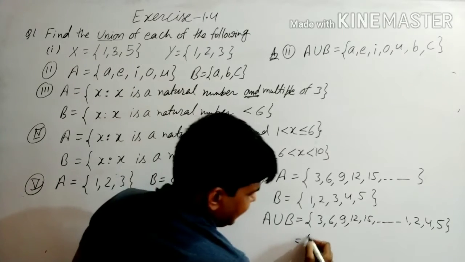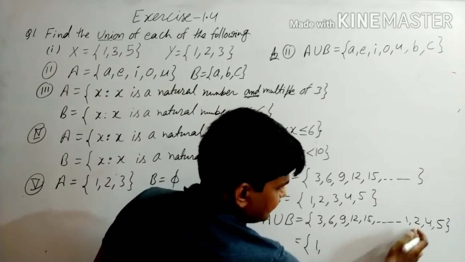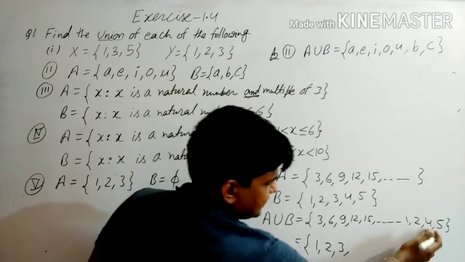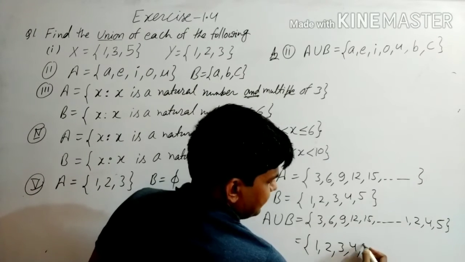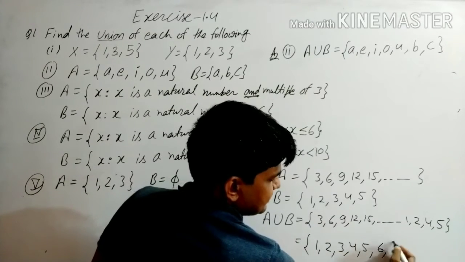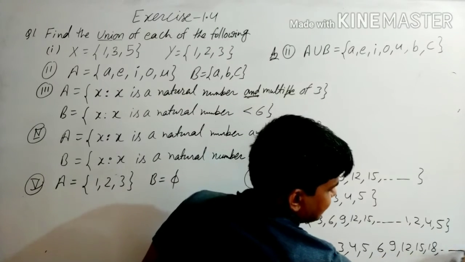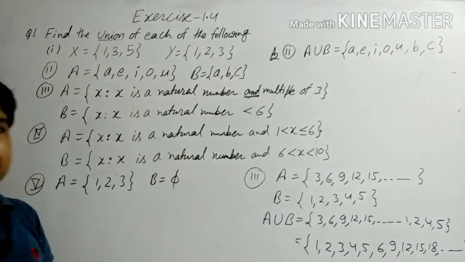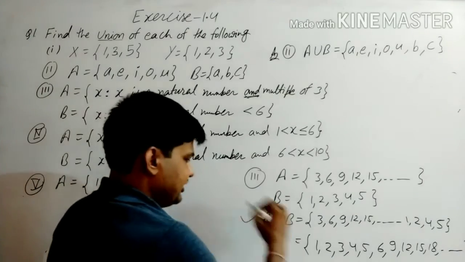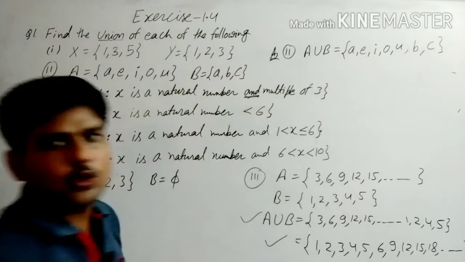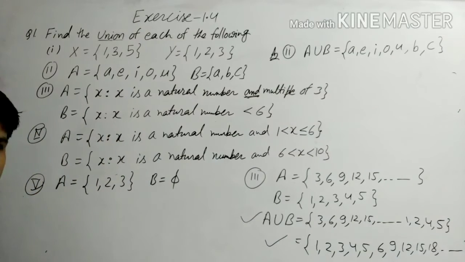So we can write 1, then 2, then after 2 comes 3, then 4, then 5, then 6, then 9, 12, 15, 18 and like this. This is A union B. This representation is also correct, and this is also correct representation. Now come to the next question, that is the fourth one.